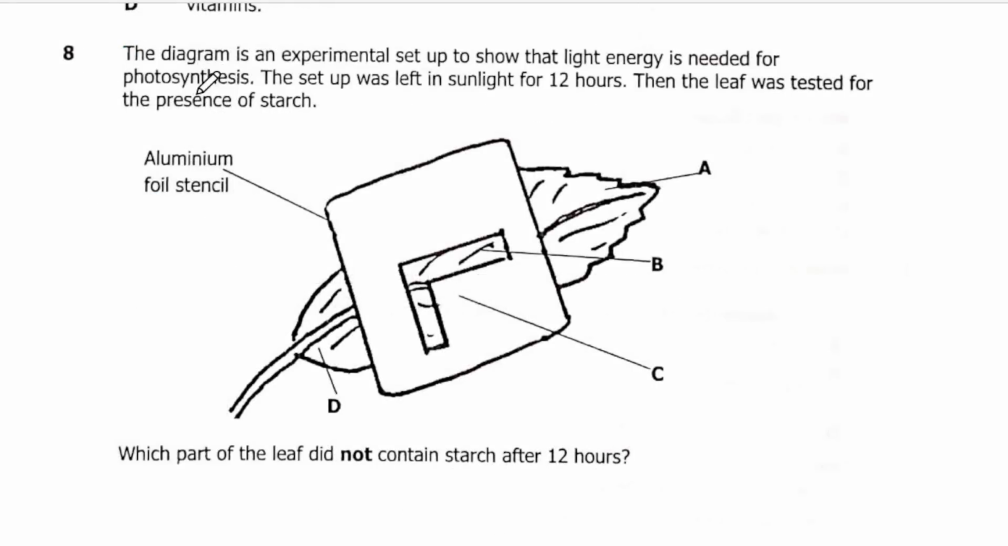Question 8. The diagram is an experiment set up to show that light is needed for photosynthesis. The setup was left in sunlight for 12 hours. Then the leaf was tested for the presence of starch. So this is our leaf here. We had an aluminium foil with a stenciled letter L, which is labeled A, B, C, and D. Which part of the leaf did not contain starch after 12 hours? So the part which is covered will not undergo photosynthesis, while the parts which are exposed to light will have photosynthesis. So that means the part which will not show starch will be part C.